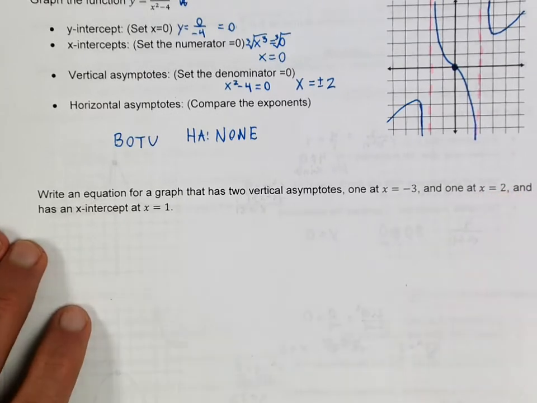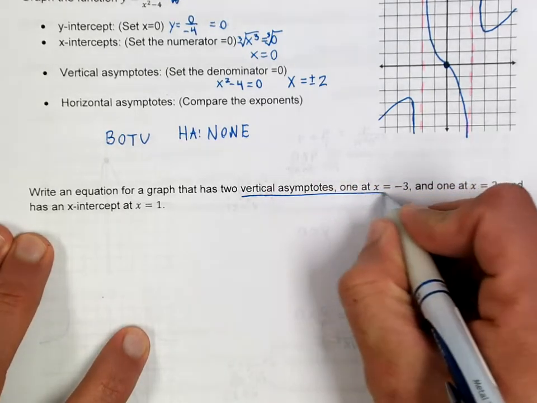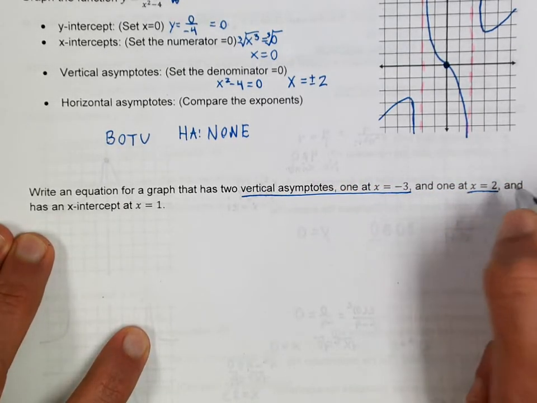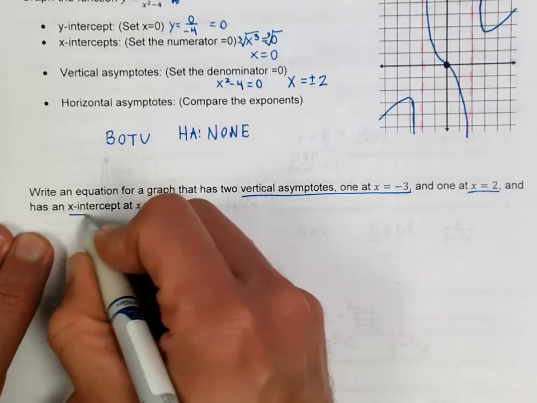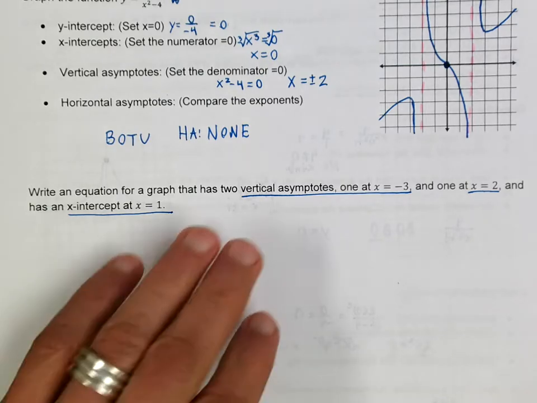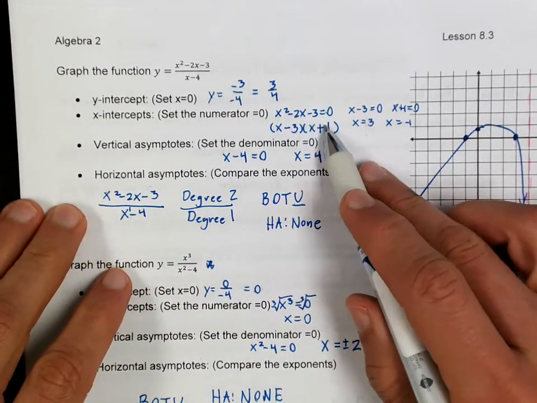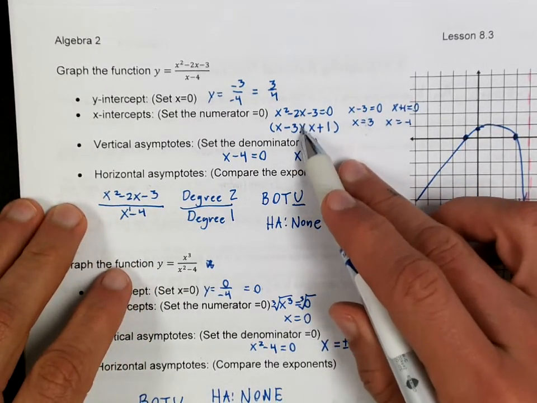All right. So on this one, it's asking you to write an equation for the graph that has 2 vertical asymptotes. One at x is equal to negative 3, one at x is equal to 2, and it has 1 x-intercept. Okay. Now, it kind of helps if you just even look at the equation above, right? How did we get the vertical asymptote? We set the denominator equal to 0. And as a matter of fact, if we look at a problem like this, it might even help even more, right? If I factor, this equation and that equation are the same, okay?